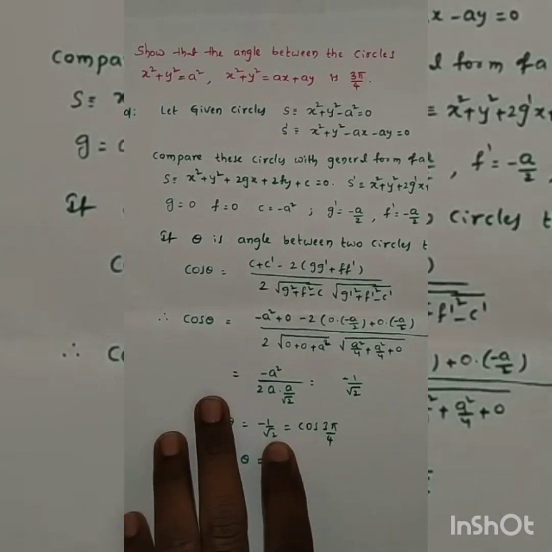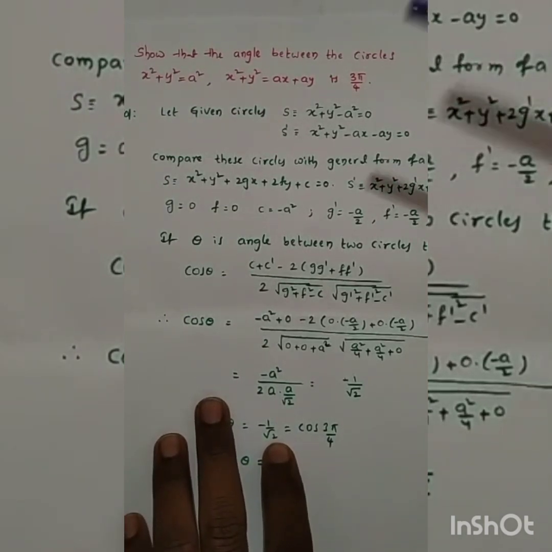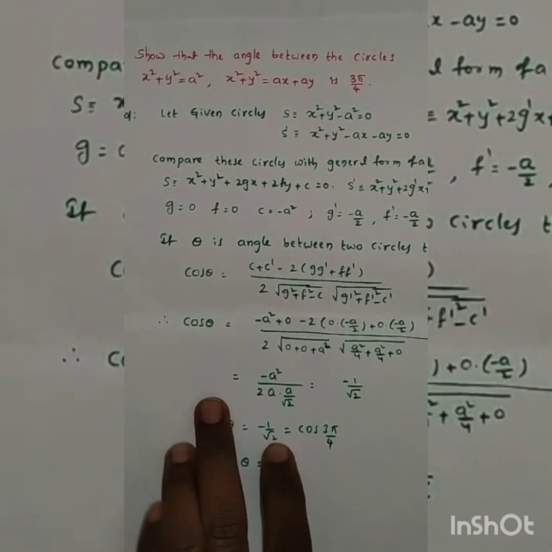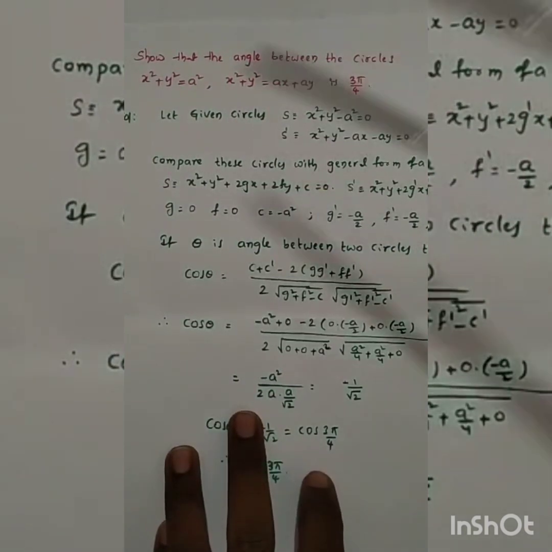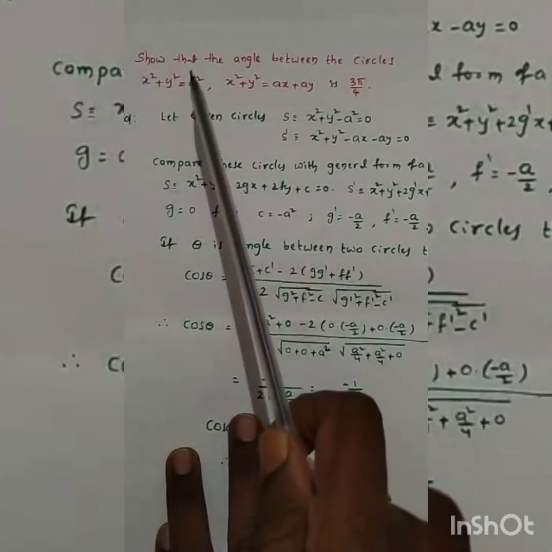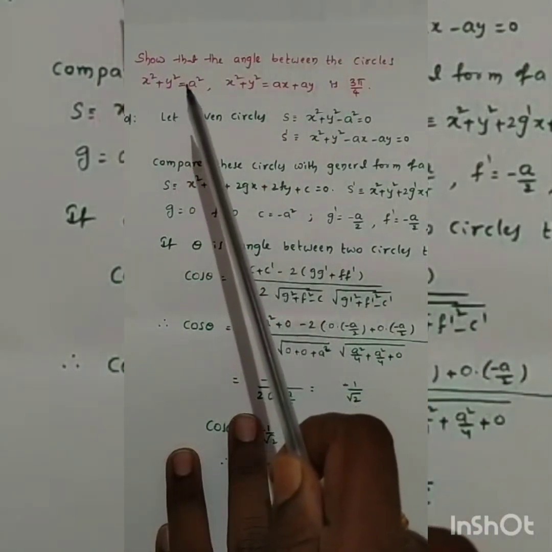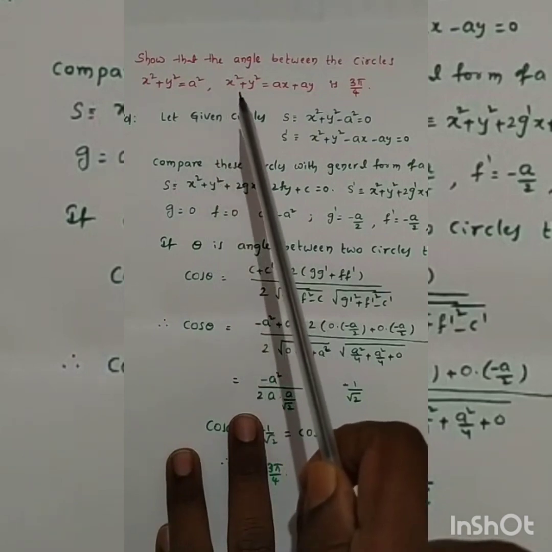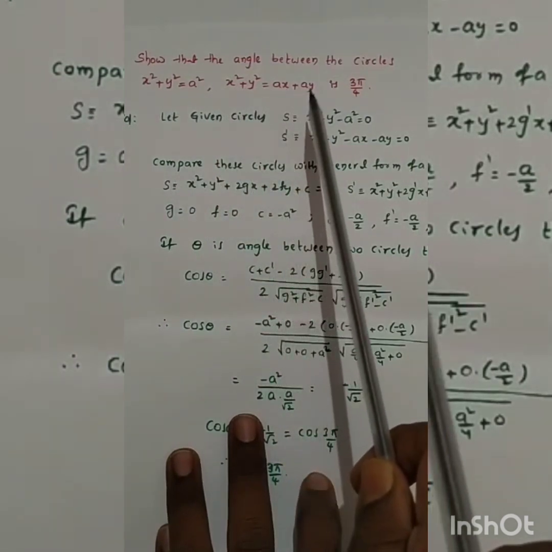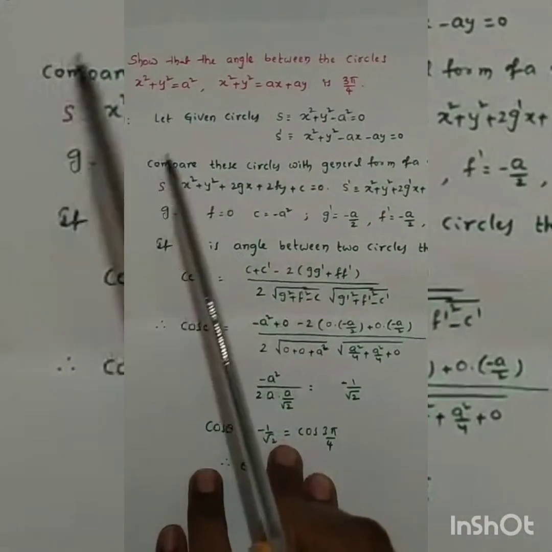Welcome to math videos. So previously we discussed one problem in Maths 2B, system of circles. Now the second problem is: show that the angle between the circles x² + y² = a² and x² + y² = ax + ay is 3π/4.